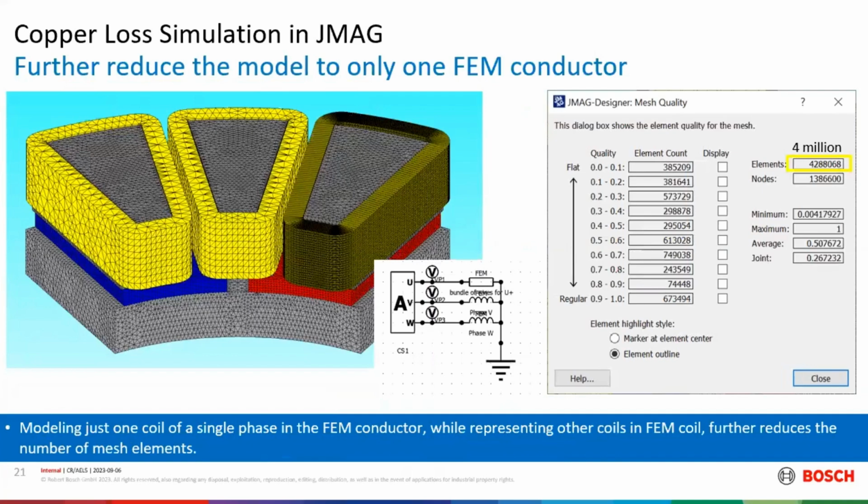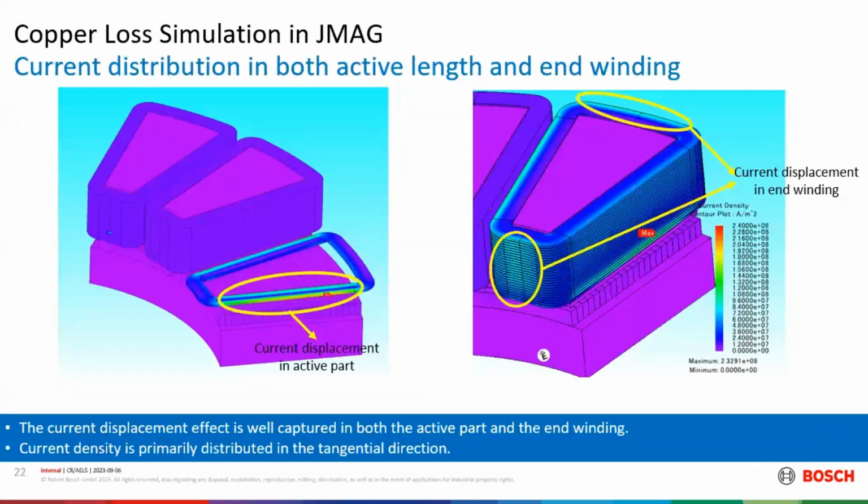Of course, I have done a lot of preliminary study. The other 2 coils you can model as FEM coils, enforcing a homogeneous current. By doing so, the total number of elements of this model reduces to 4 million. And here you can see the results of the current distribution. Indeed, you can see the current displacement takes place not only in the active part, but also in the end winding part.